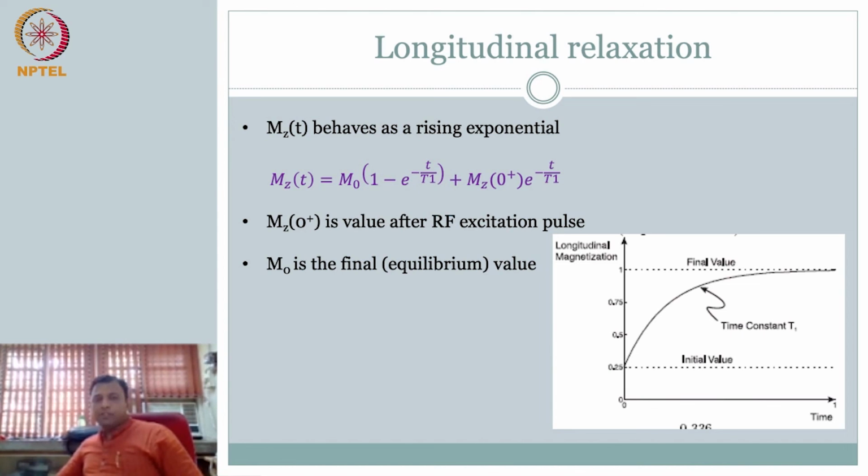Just to be clear, MZ of 0 plus is the value at the RF excitation pulse, meaning when you start, M0 is very clear. You allow it to completely recover so that it is aligned with the static magnetic field, the maximum equilibrium value that it can get. But just for correctness, I don't have to allow it to come back fully before I push it down. The moment it starts to come up, I can again apply the RF excitation pulse and make it go down.